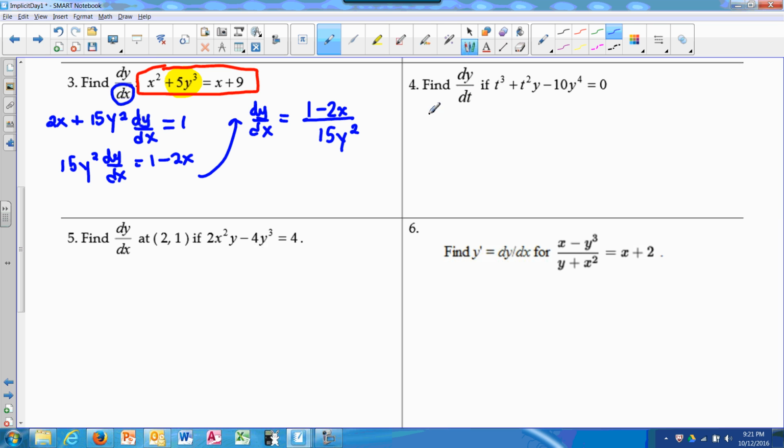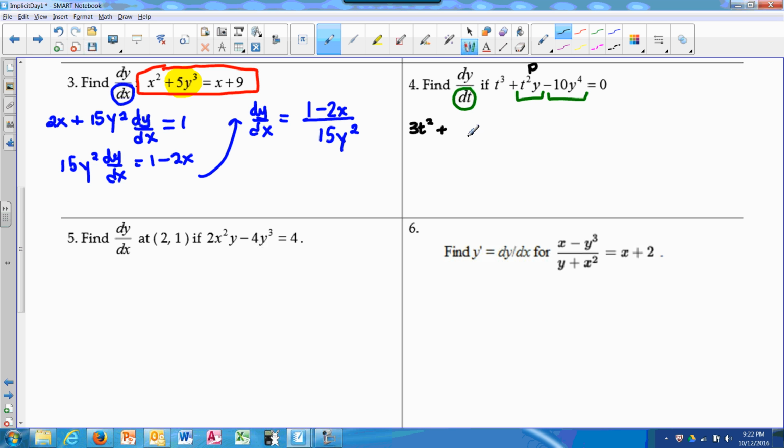Now for number 4, notice that we are not doing the derivative in terms of x. We are taking this derivative in terms of t. That means anything that has a non-t term in it is going to be special. Also, watch out for the second term being a product. The derivative of t cubed with respect to t is 3t squared.